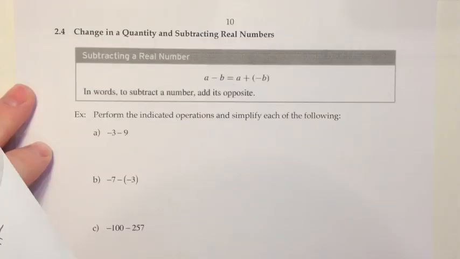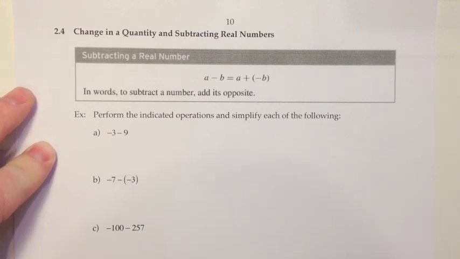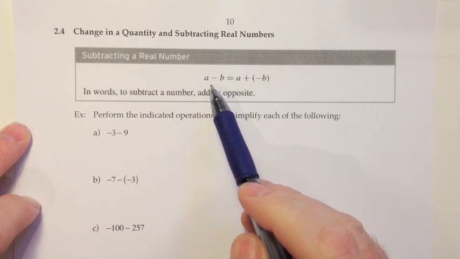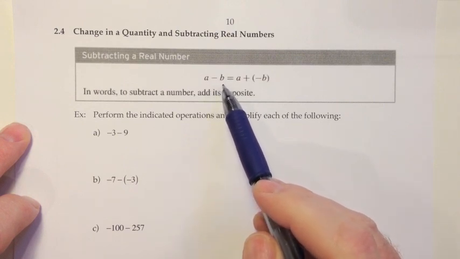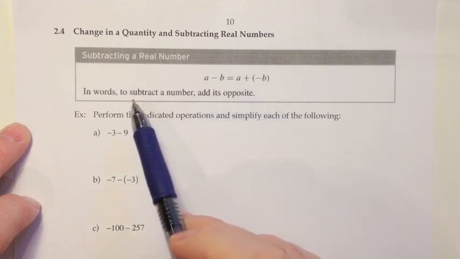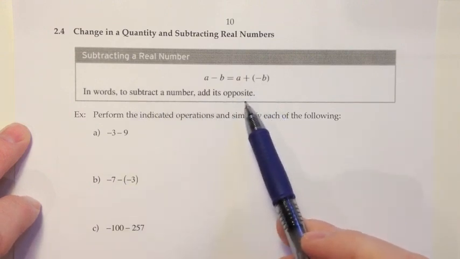All right, we're moving into section 2.4, where we're going to start looking at change in a quantity and subtracting real numbers. So in the last section we were looking at addition involving signed numbers, and now we're going to look at subtraction involving signed numbers. To subtract with signed numbers, we just use a little math trick, which is that we can rewrite any subtraction, a minus b, as an addition, a plus negative b. Or in words, to subtract a number, you can add its opposite.